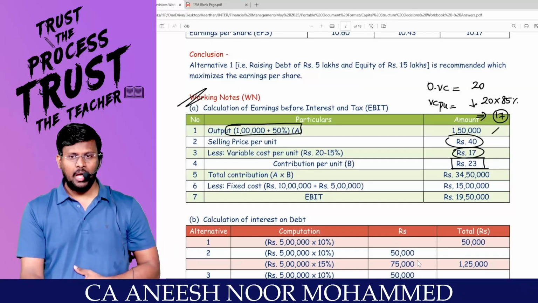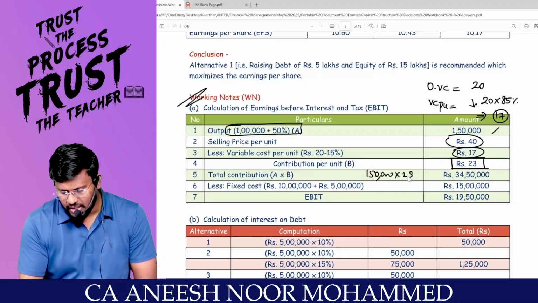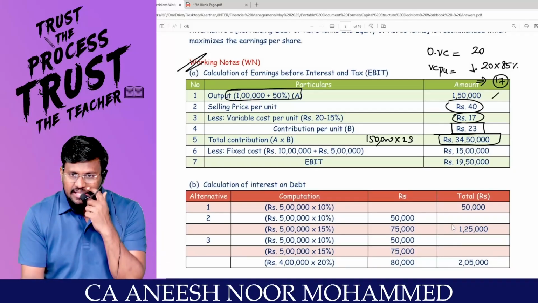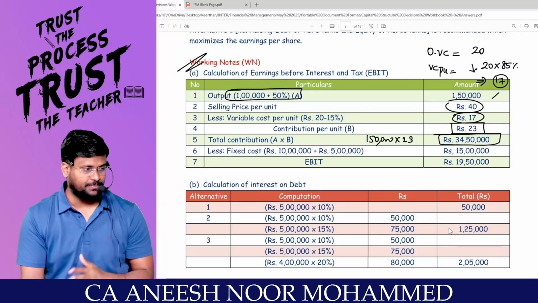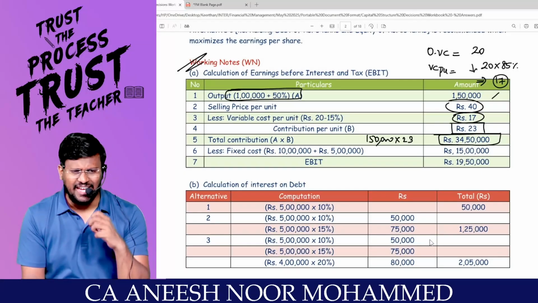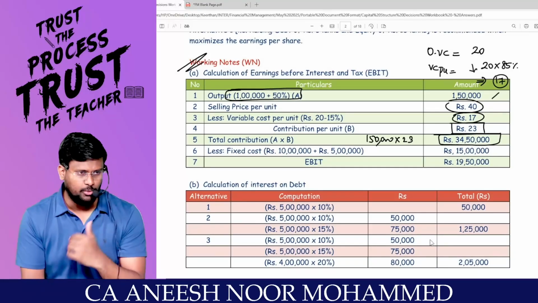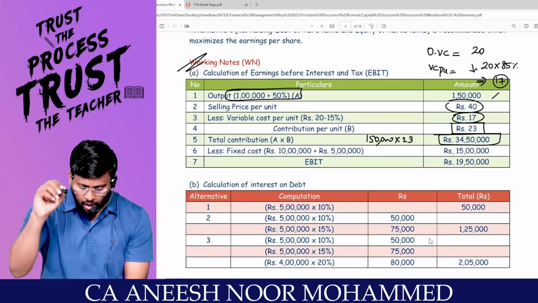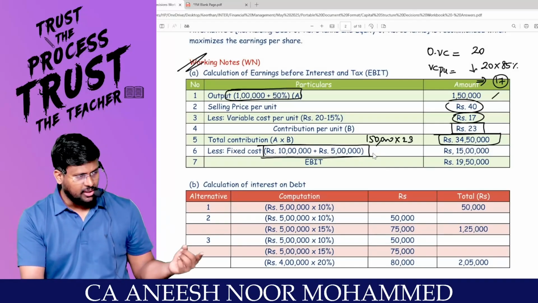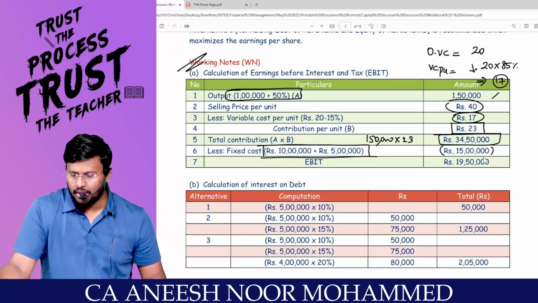How many units are you going to sell? 1,50,000. So 1,50,000 into 23 comes to 34,50,000, the total contribution. You know marginal costing: sales minus variable cost is contribution, contribution minus fixed cost is profit. Now I have reached the contribution. I have to reduce the fixed cost. Already I am incurring fixed cost of 10 lakh. When I do the new project, I have to incur additional fixed cost of 5 lakh. Total fixed cost I have to incur will be 15 lakh.